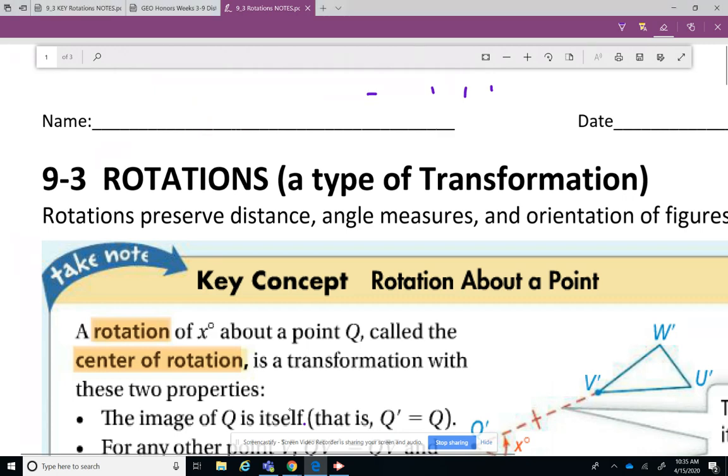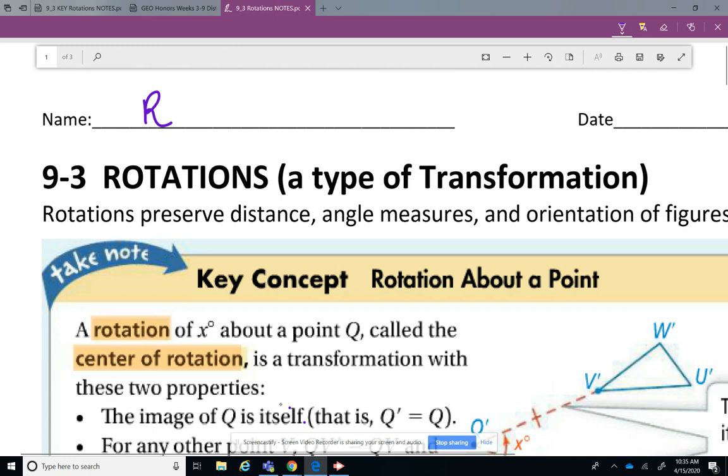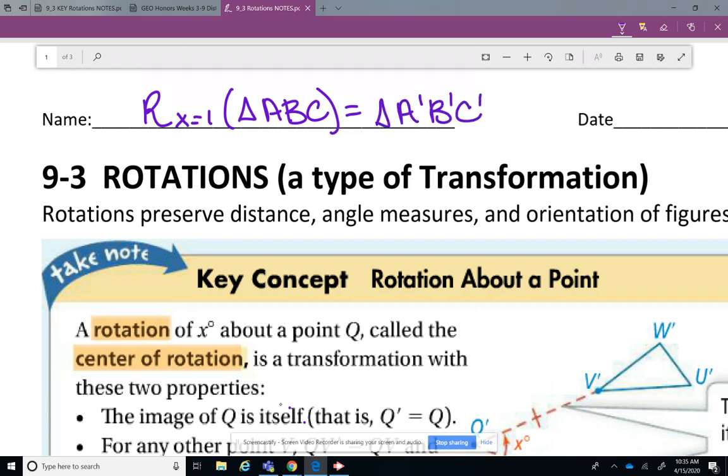Yesterday we did a reflection, and we used the capital R for a reflection. And then we said which line we were going to reflect it over. So I'm going to say x equals 1 is what we're going to reflect over. Let's say we were going to reflect triangle ABC, and it was going to end up being triangle A prime, B prime, C prime. So you see that we did a translation and a reflection. Both of those were considered rigid motions.